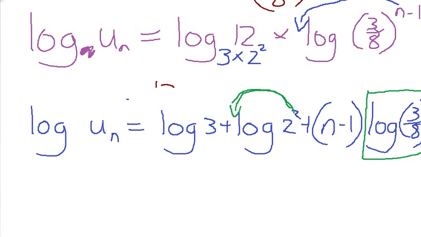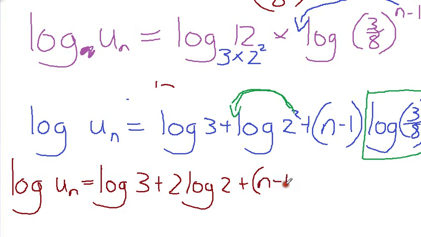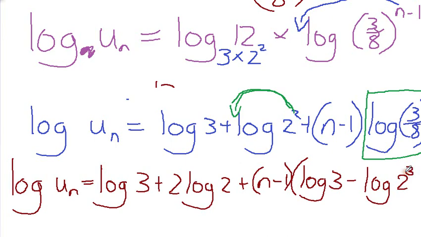So let's do that. Log of u of n stays the same, and is equal to the log of 3 plus 2 times the log of 2, plus, now here we go, be very careful not to slip up here, plus n minus 1 times the log of 3 minus the log of 8. And I'm going to write 8 as 2 cubed here.